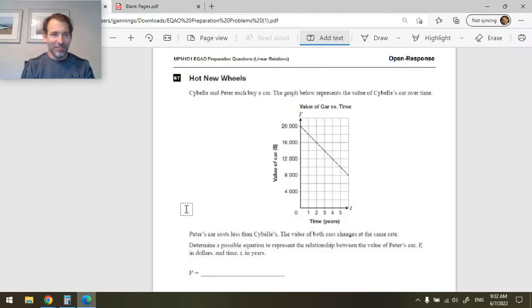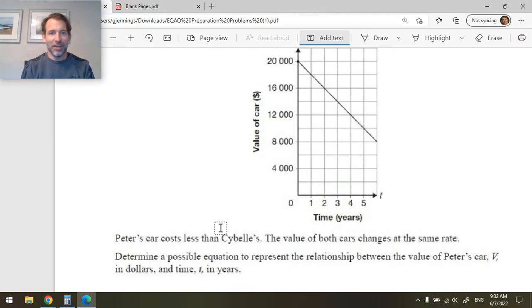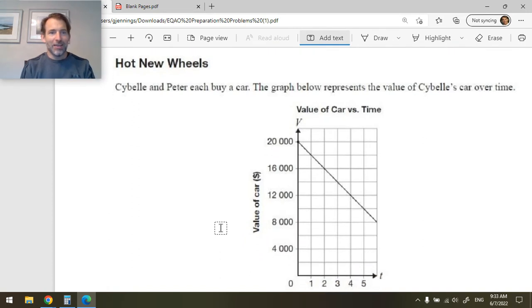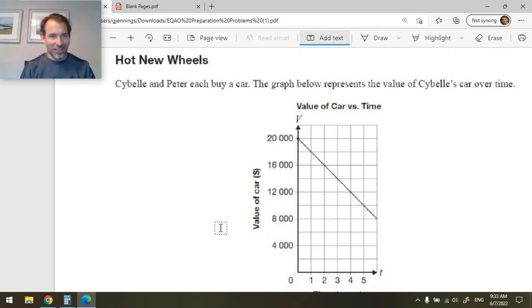And the final few questions of the linear relations review questions for EQAO. We start with some hot new wheels. Sibel and Peter each buy a car. Different cars or the same car? They buy a car together.